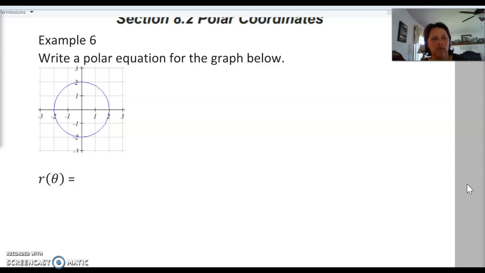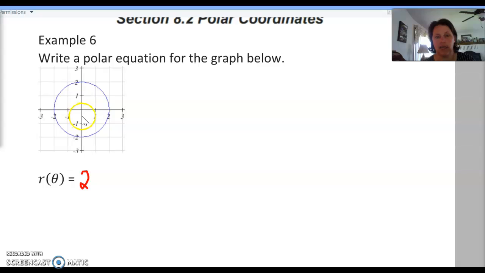Example number 6 wants us to write a polar equation for the graph written here. So polar equations, the r actually stands for the radius. So in this case we have a circle centered at 0, 0, and its radius is 2. So that's all that we have to do for that.